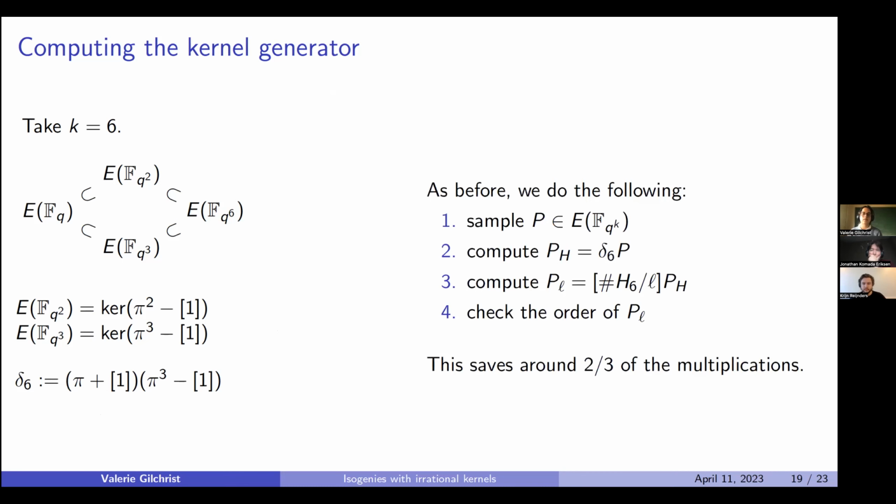So putting this together, we are going to sample a random point from our big field. We're going to apply our map delta 6 to kill off the subfield part. And now we're going to multiply it by our cofactor to force it into the L torsion group. So this time, because we had more subfields, kind of a nicer structure to E(F_q^6), we got even more savings because the H6 part is going to be even smaller. And so we save around 2/3 of the multiplications. So not bad. So you kind of see that the amount of savings really depends on how composite k is.